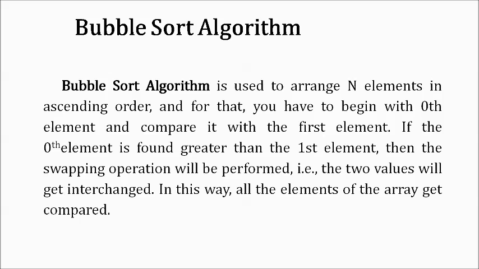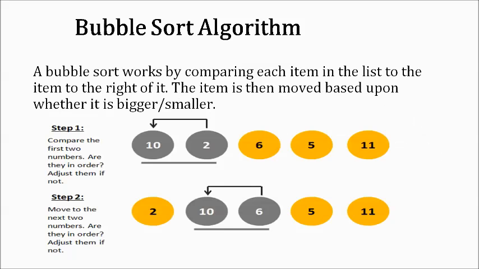So what is a bubble sort algorithm? Bubble sort algorithm is used to arrange n elements in ascending order, and for that, you have to begin with the 0th element and compare it with the first element. If the 0th element is found greater than the first element, then the swapping operation will be performed. So the two values will get interchanged, and this way, all the elements of the array get compared.